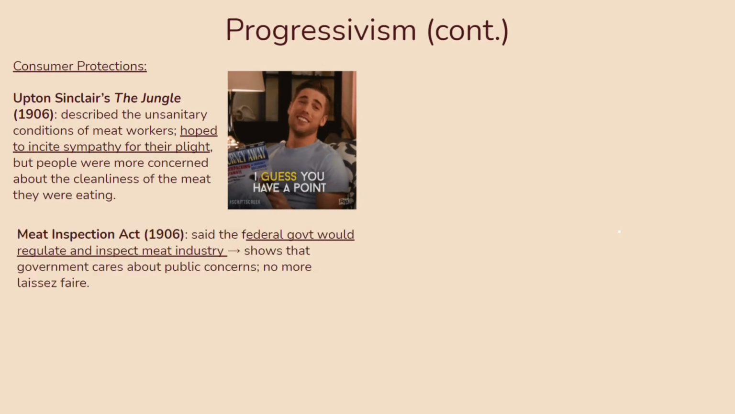And so as a result of this book, the Meat Inspection Act is passed in 1906. It said the federal government could regulate and inspect the meat industry, and it shows that the government actually cares about public concerns, so there's no more laissez-faire.